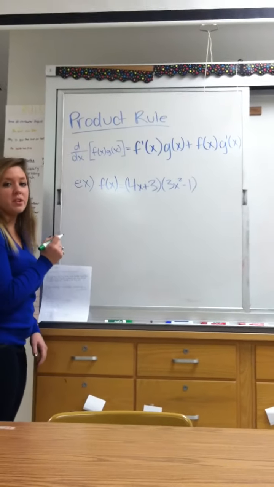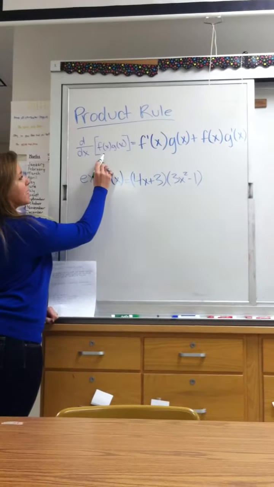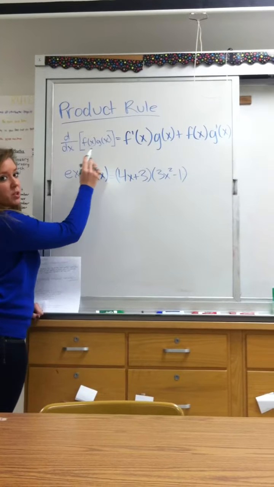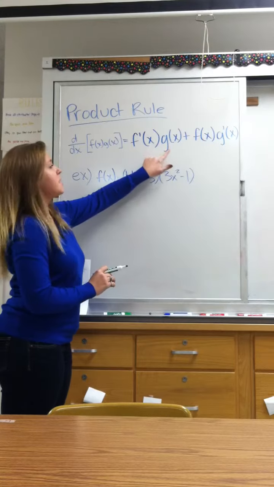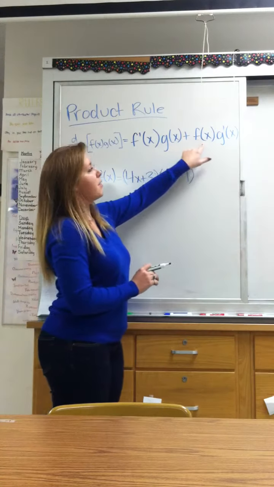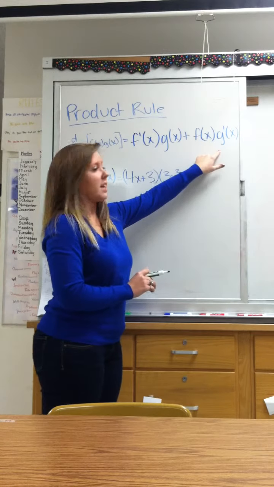When taking the derivative using product rule, we're multiplying f of x, which is your first term, times g of x, which is your second term. So you take the derivative of the first times the second, plus the first times the derivative of the second.